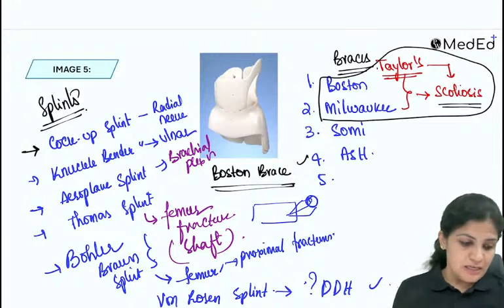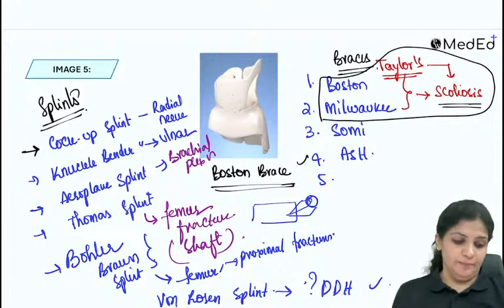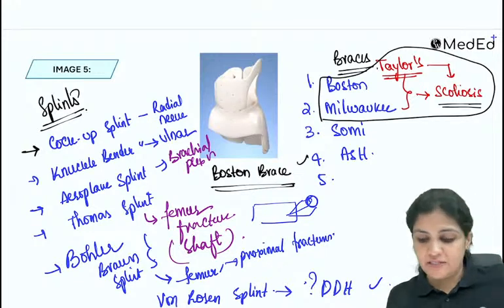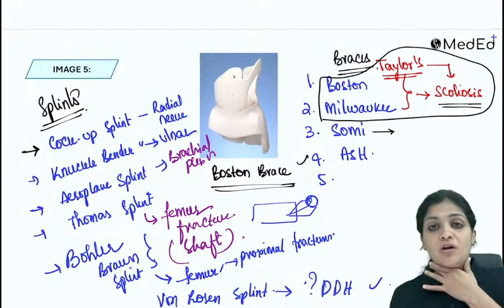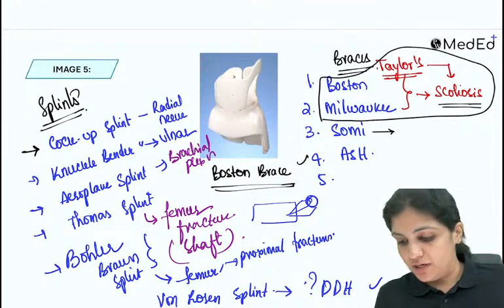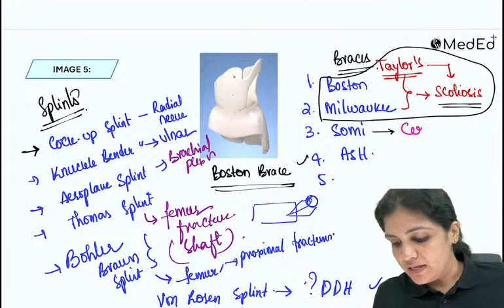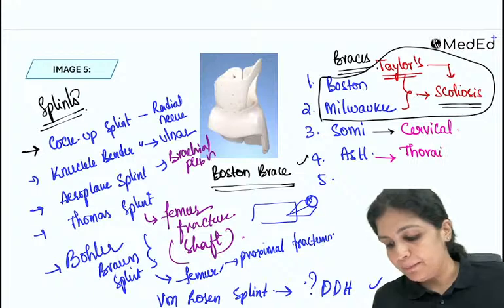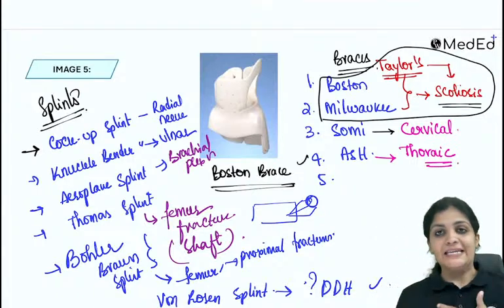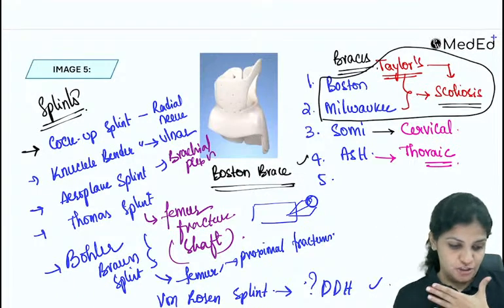Then what is Philadelphia? It is a collar. Okay, we'll go to that next once we complete the Somi. The Somi is the occiput and the mandibular is included. So this is mainly used for cervical. ASH is also for thoracic, upper thoracic. It is called anterior spinal hyperextension.